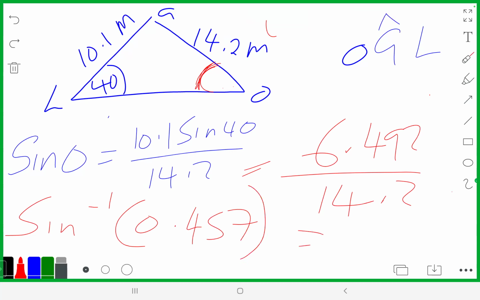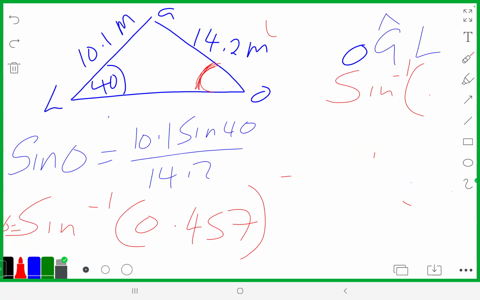Okay, so now if you want the angle, we want the angle O. So we just do what? Shift sine. It will give you sine inverse. Then you open the bracket and write the 0.457. Press shift. What do you find when you shift? 27.2.